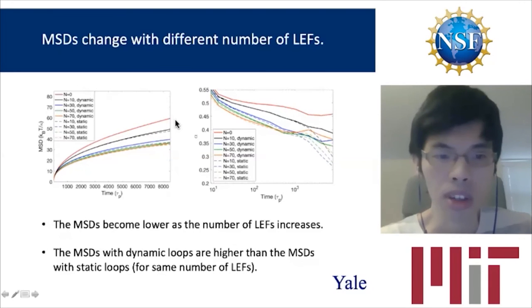We also compare the MSDs for dynamic and static loops. On average, the MSDs with dynamic loops are higher than the MSDs with static loops. This is because the loop extrusion activity can add more mobility to the chromatin. And this is also in agreement with the experiments.